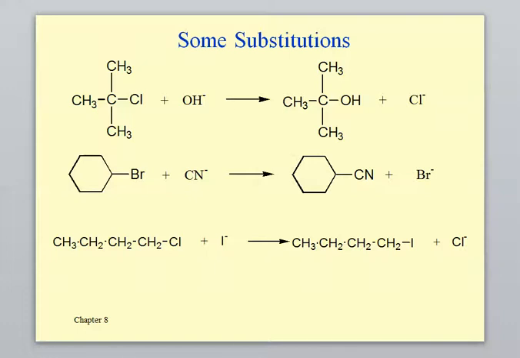So we're going to talk about, like I say, a number of factors that affect how easily these transformations go. But predicting the products is pretty easy, because if you know the carbon where the halogen starts off, that's generally going to be the carbon that gets a new bond to a nucleophile.